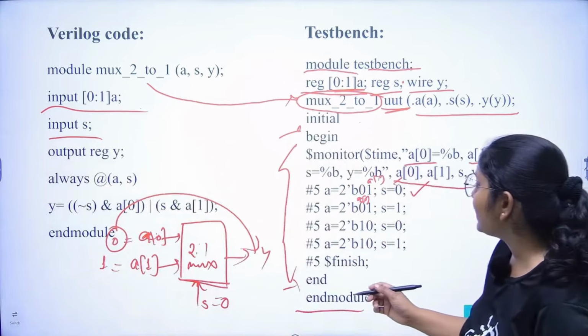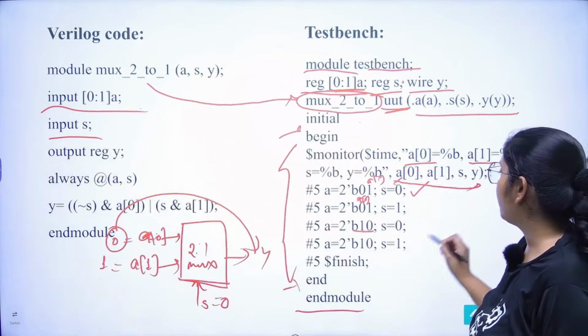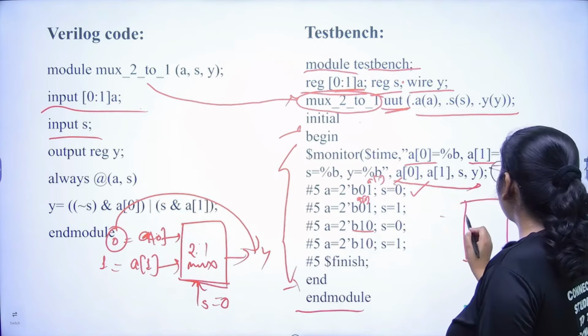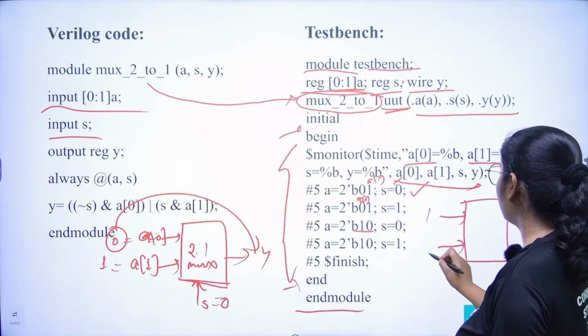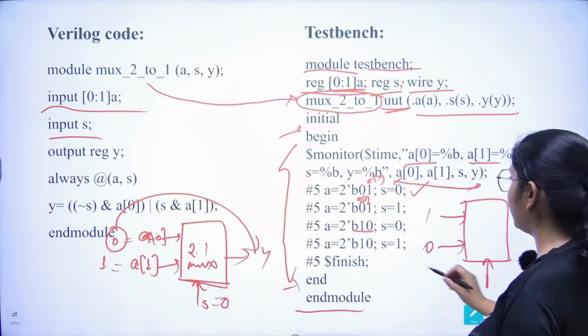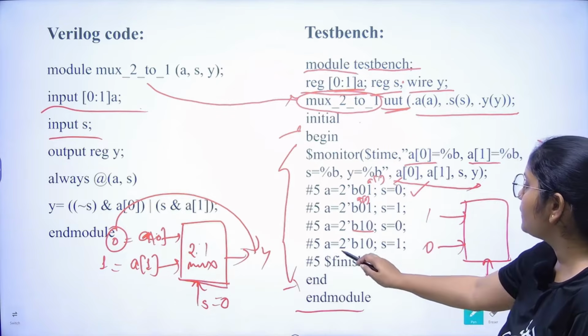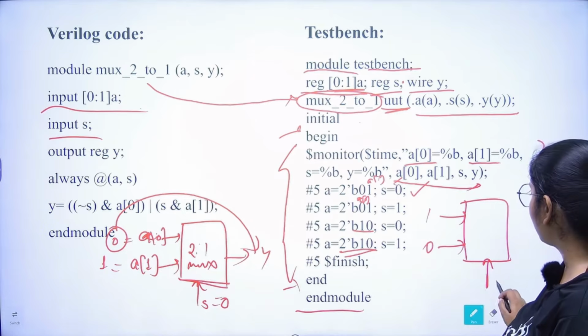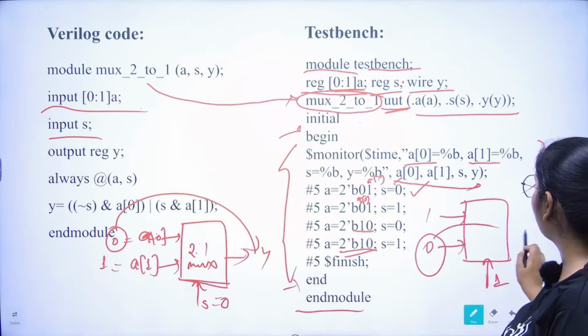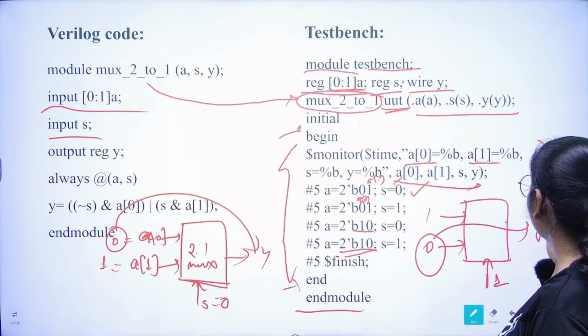In the next line we are testing it for 1, 0. Suppose we are giving here 1 and here 0, and the selection line is 1. So obviously this is going to be followed here in the output. So output you will get 0.